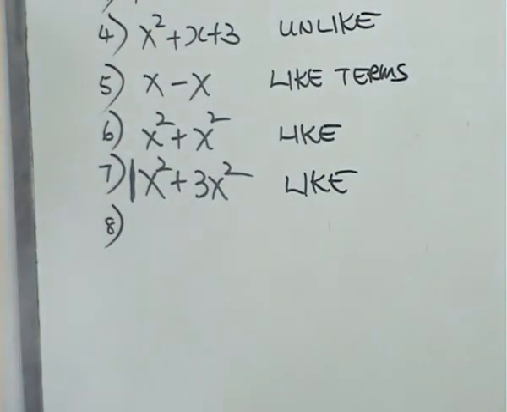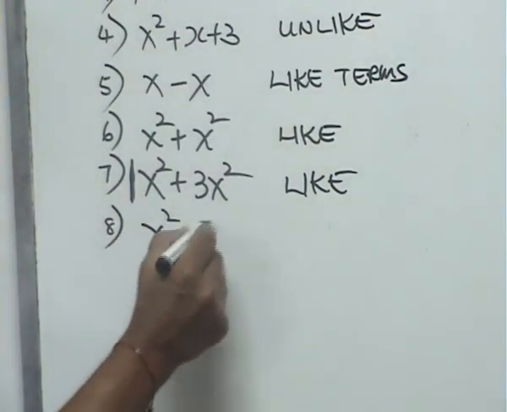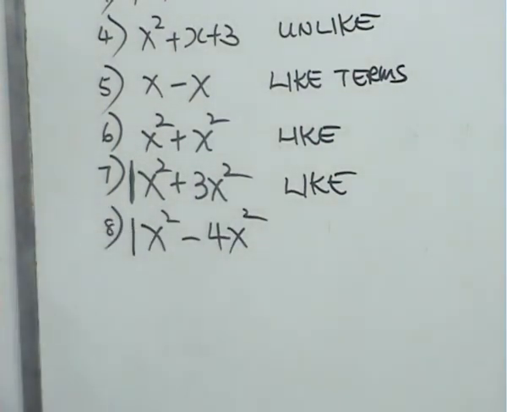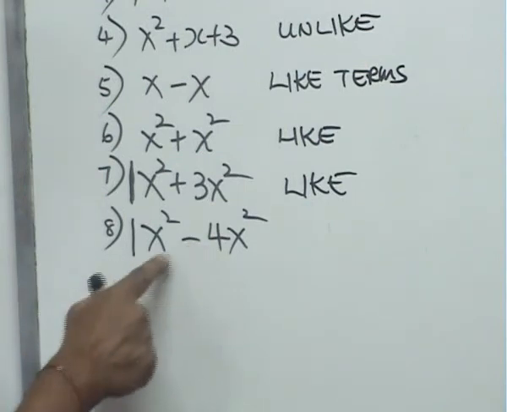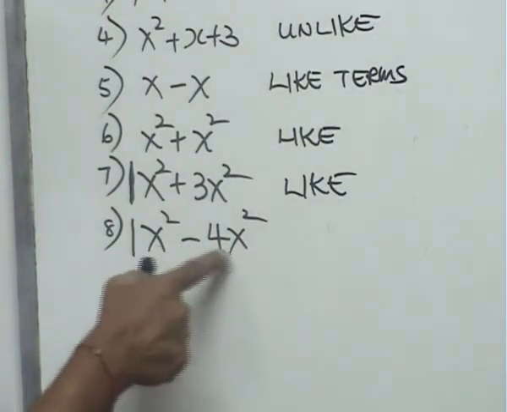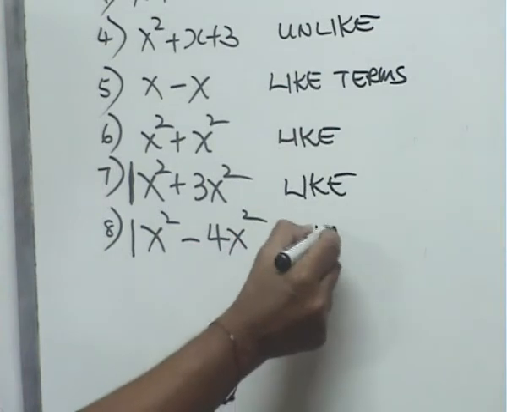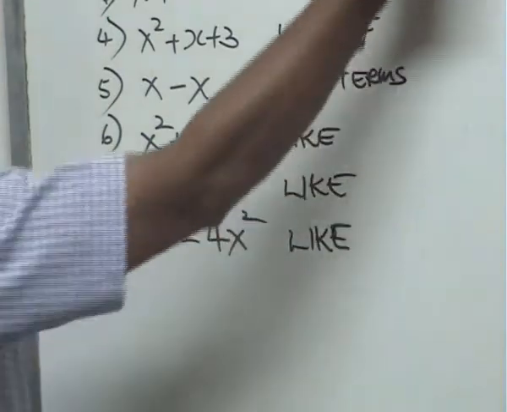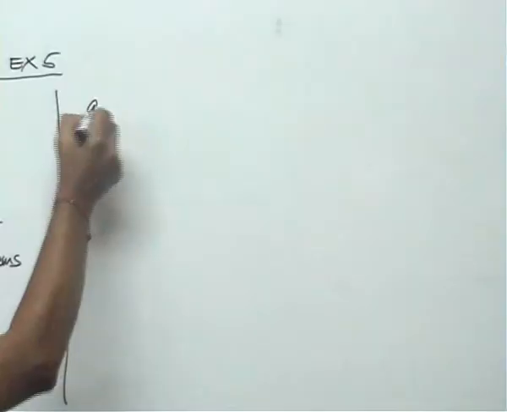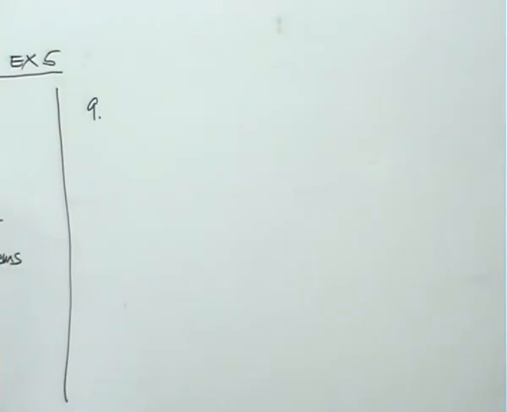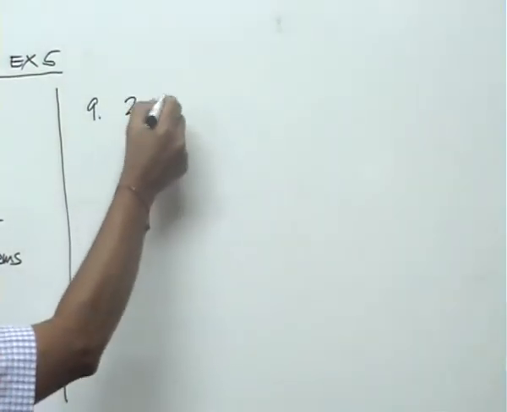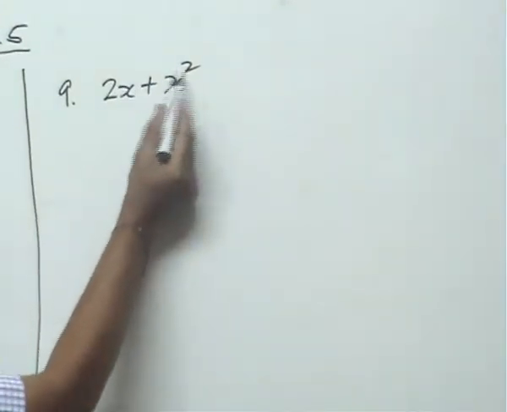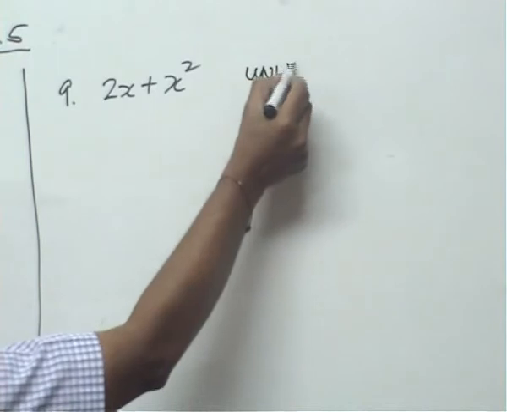Number 8. x squared minus 4x squared. Once again, the number 1 is understood. I don't have to worry about the numbers. I must only worry about the powers. x squared and x squared, these are like. Alright, I'm going to move across now onto the other side. Number 9. 2x plus x squared. Now clearly the powers are not the same, so this is unlike.